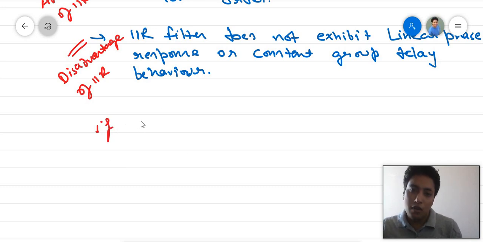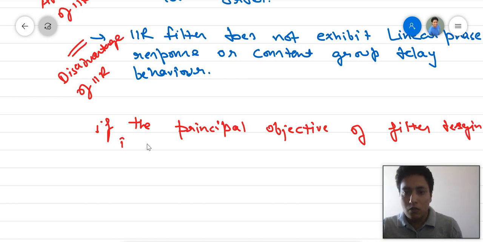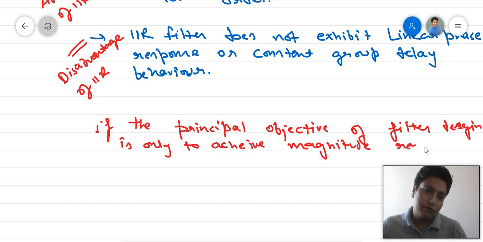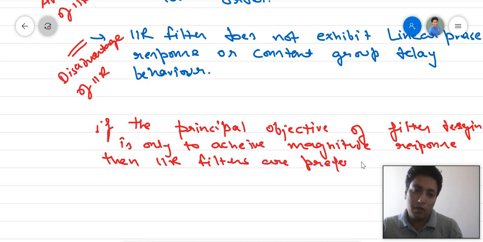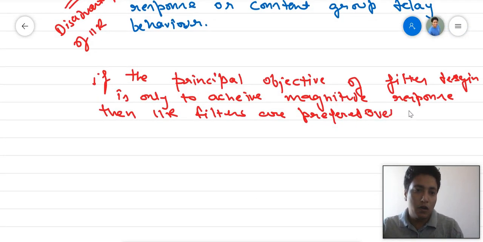Now to conclude, we can say if the principal objective of filter design is only to achieve a magnitude response, then IIR filters are preferred over FIR filters.